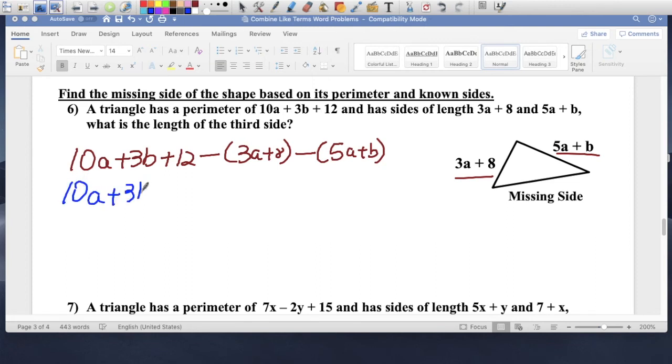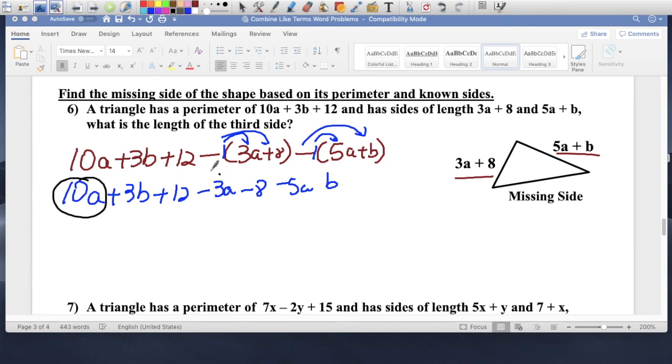So let's do this. 10a plus 3b plus 12, and let's subtract, and then there's a 1 here. That's going to be negative 3a, negative 8, minus 5a, minus b. 1 here, sorry, forget. Now let's combine like terms.